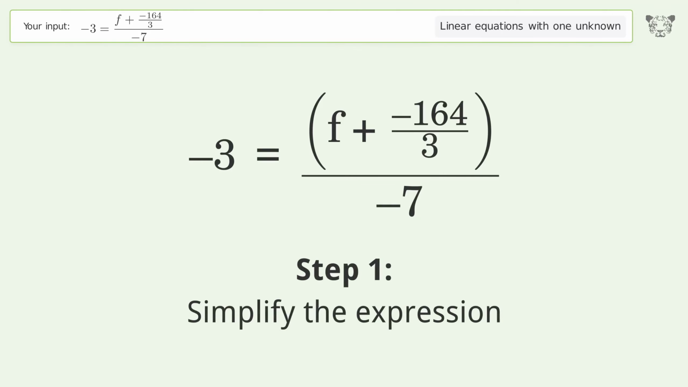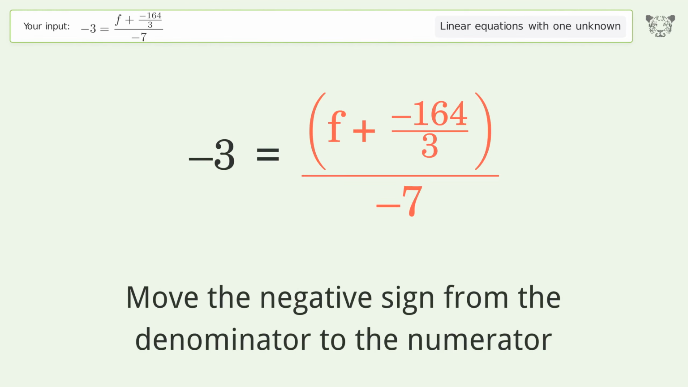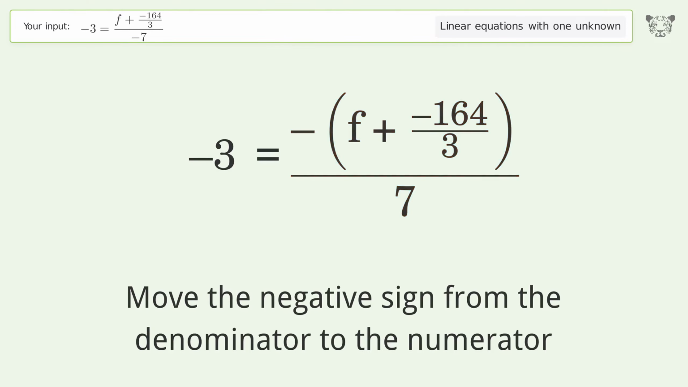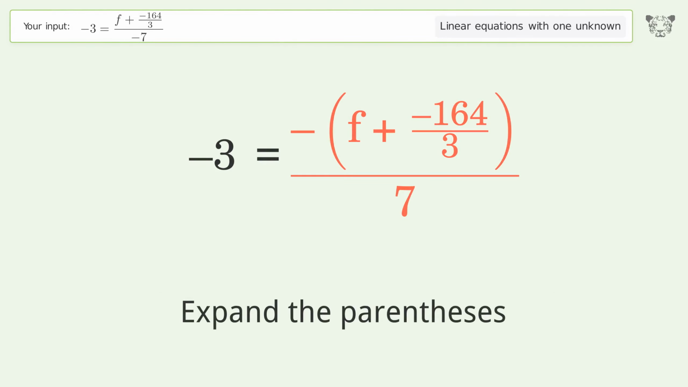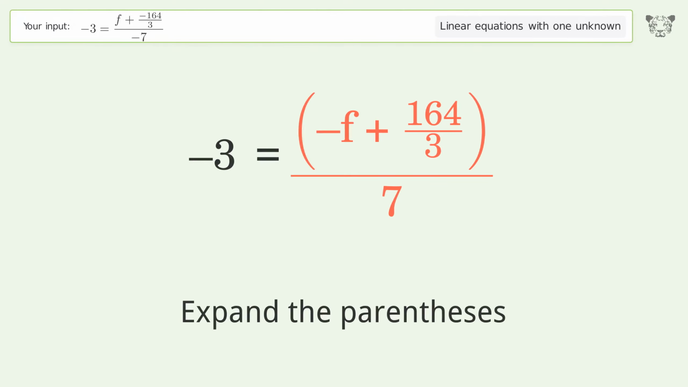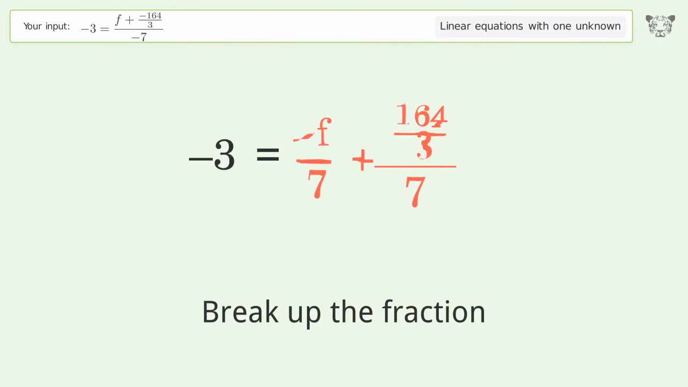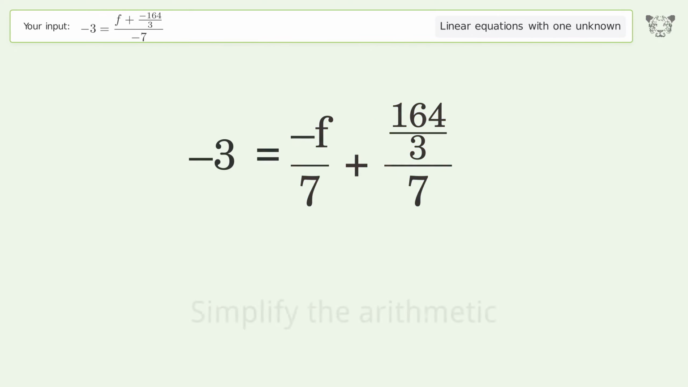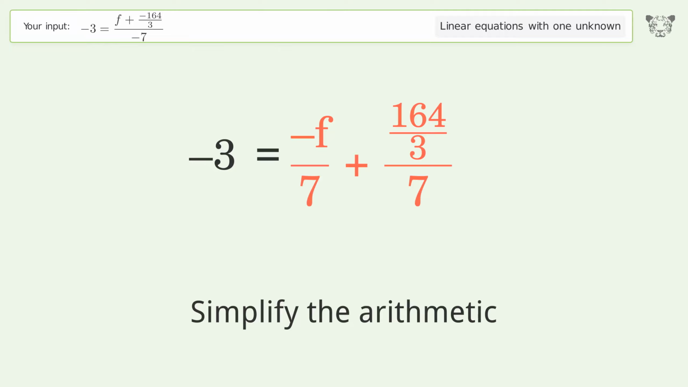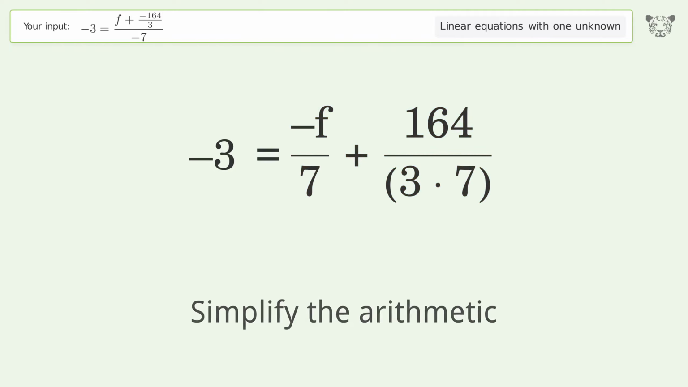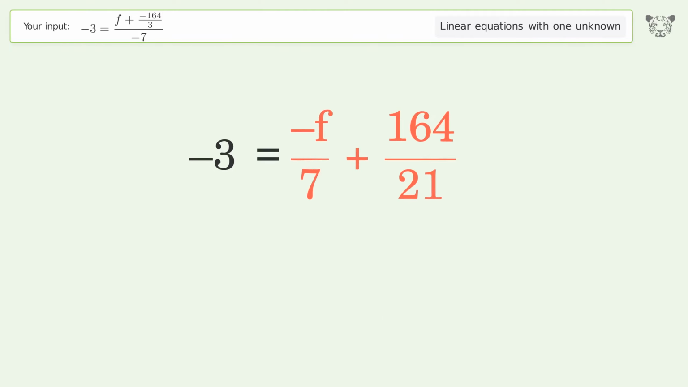Simplify the expression. Move the negative sign from the denominator to the numerator. Expand the parentheses. Break up the fraction. Simplify the arithmetic. Swap sides.